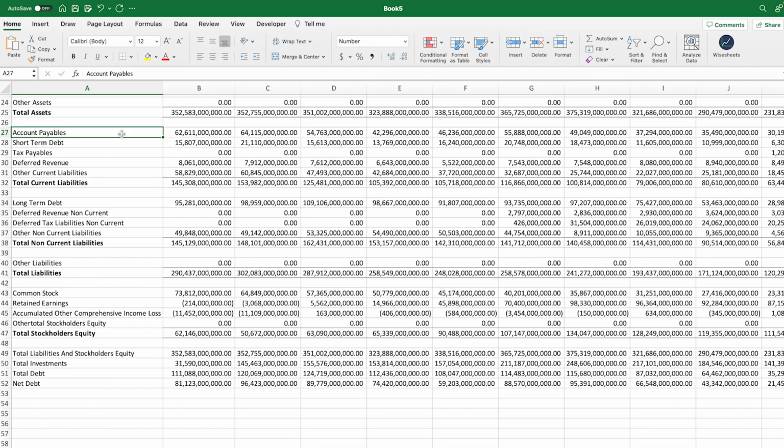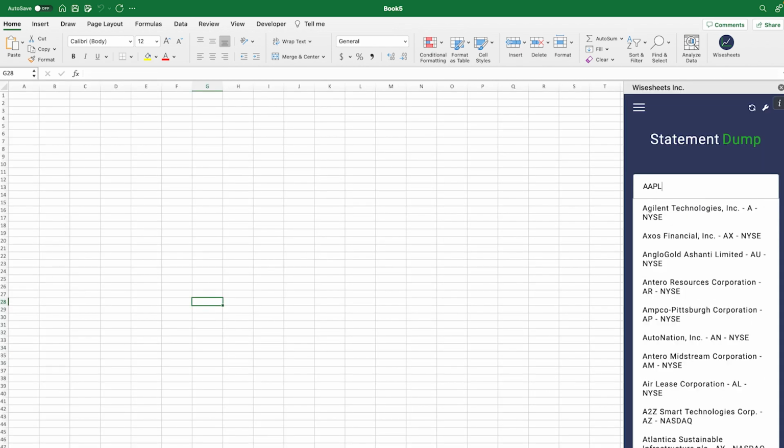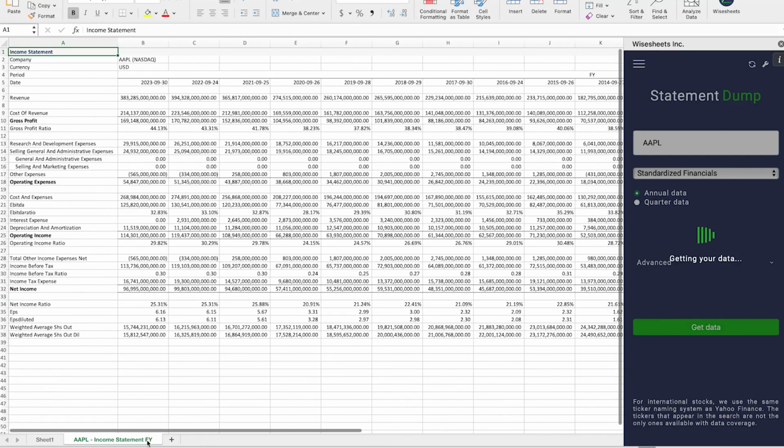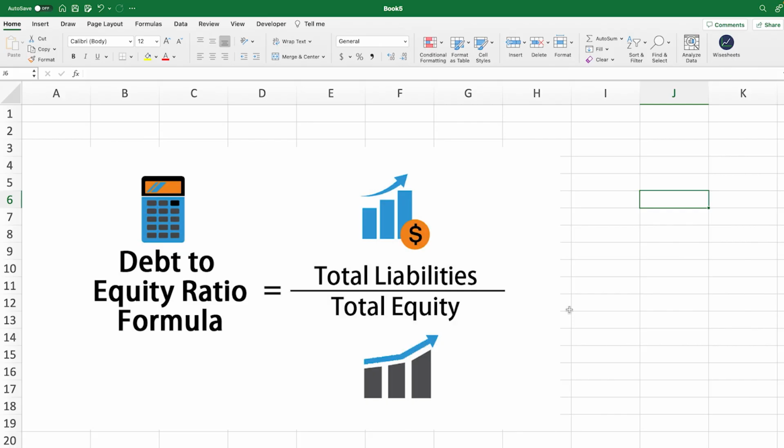Imagine you're weighing two vital aspects of a company's finances. On one side, all the money it owes, and on the other, what it actually owns. The debt to equity ratio helps us balance both of these out. And if you're wondering how I got the balance sheet in that format, this is exactly what I did. The formula is simple: total liabilities divided by the total shareholders' equity. But there's more to it than meets the eye.